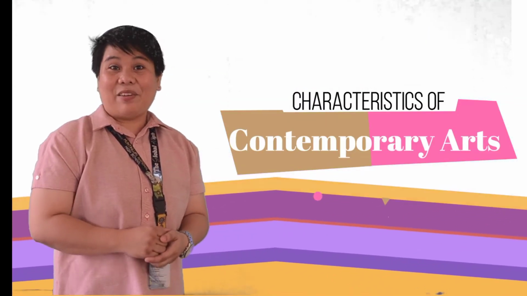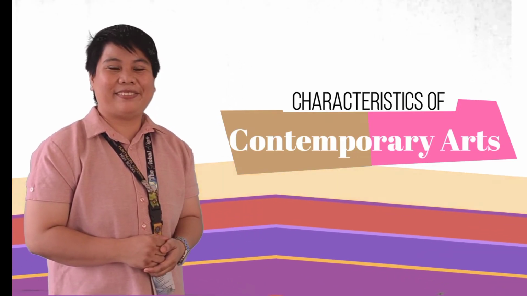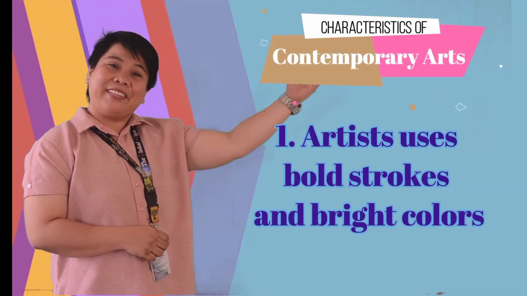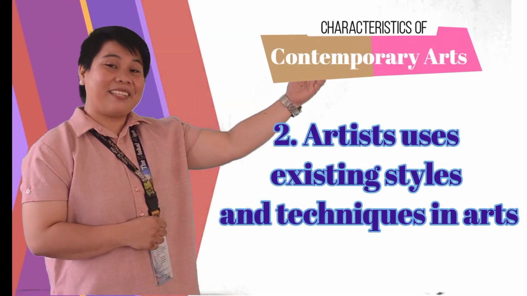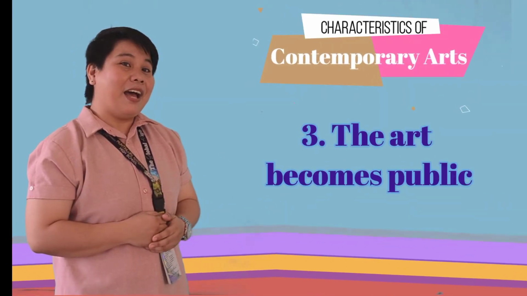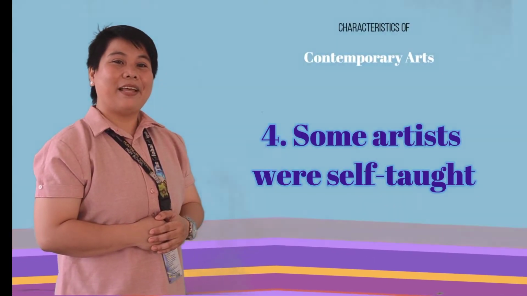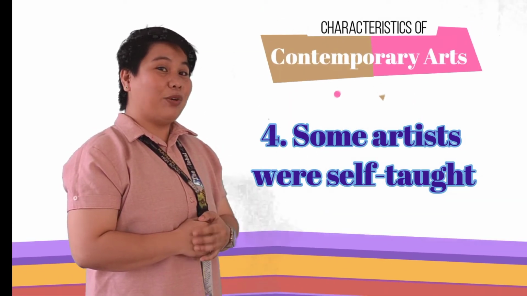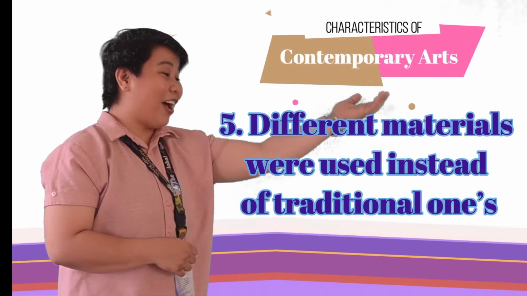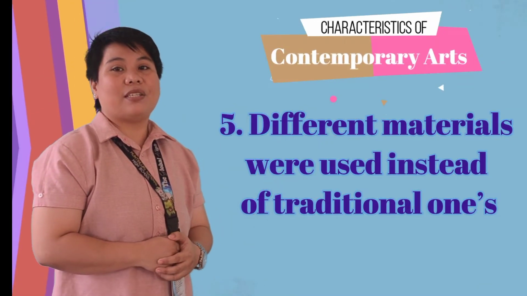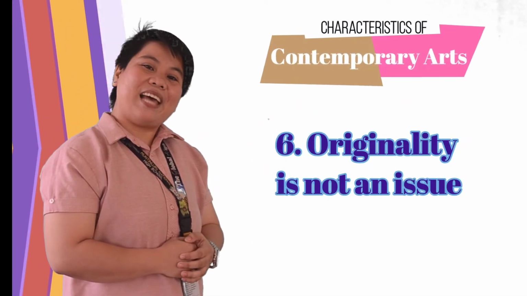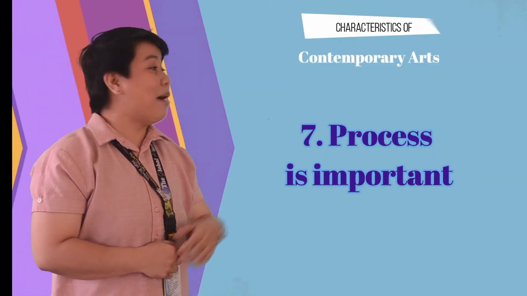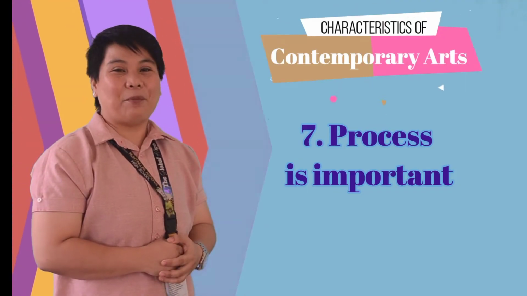Now, let's discuss the characteristics of contemporary arts. Number 1. Artist uses bold strokes and bright colors. Number 2. Artist uses existing styles and techniques in arts. Number 3. The art becomes public. Number 4. Some artists were self-taught. Number 5. Different materials were used instead of traditional ones. Number 6. Originality is not an issue. And number 7. Process is important.